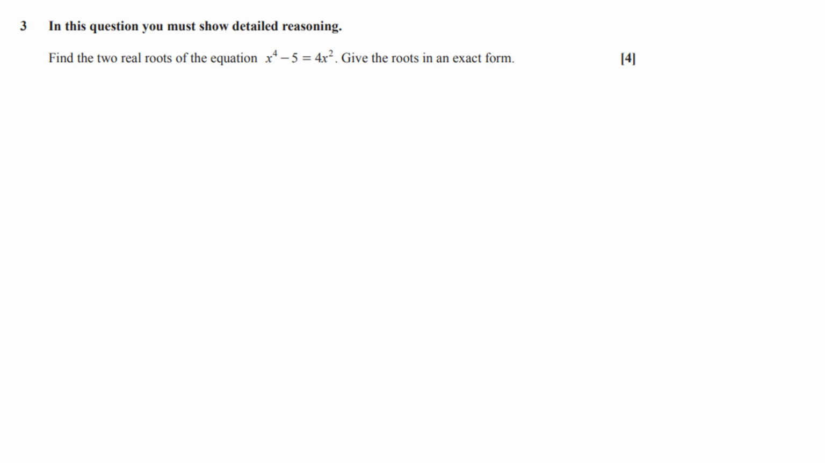So did you spot in this question we're looking for two real roots, we've got a quartic and we're asked to give the roots in exact form. So when you see the word roots, you are looking at the discriminant, b squared minus 4ac. When we put that in the quadratic formula, the fact that we've got a positive here in the discriminant means that we've got two real roots.